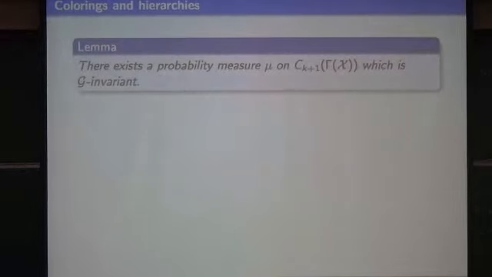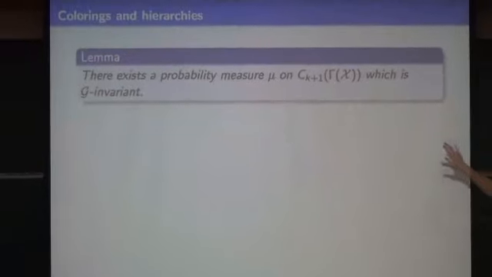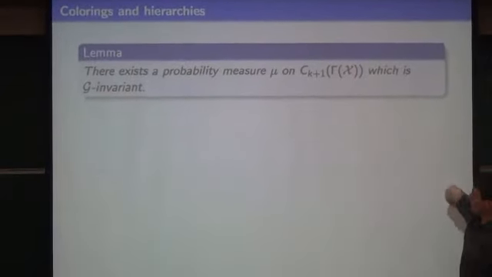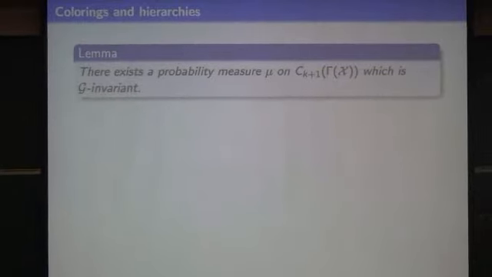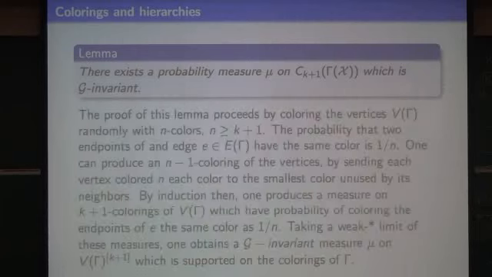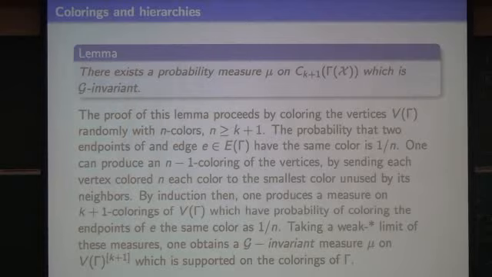Probability measure means that it's a Borel measure, a Radon measure, on this space of total mass equal to 1. That's all a probability measure means. So it's kind of a compactness theorem. The proof of this lemma proceeds by, well, you just color the vertices randomly with n colors, where n is greater than k plus 1.